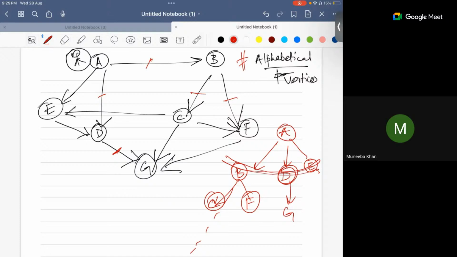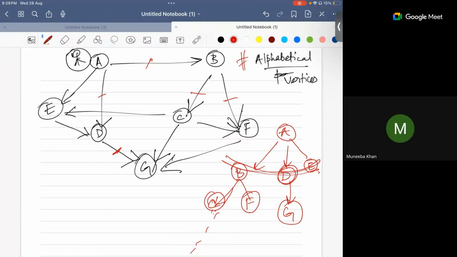And then you have E. From E, can you go anywhere? D. From E, you can go to D, but D has already been taken, so you don't have to do anything. Anything else? No. Then move to C. From C, can you go anywhere? No. F? From F, you can go to G, but G has already been taken, right? So you can't go. Now from G, can you go anywhere? No, G doesn't have any out degree. So this is your BFS.